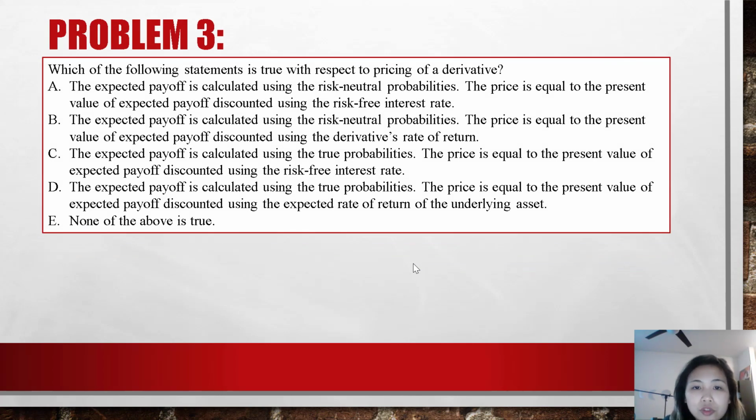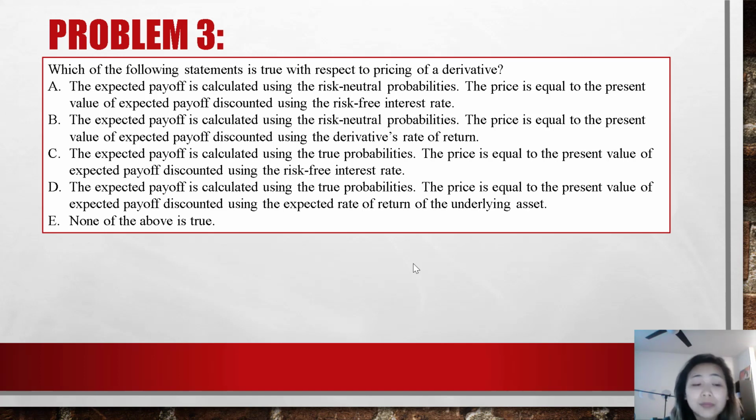Which of the following statements is true with respect to pricing a derivative? A. The expected payoff is calculated using the risk neutral probabilities. The price is equal to the present value of expected payoff discounted using the risk-free interest rate. B. The expected payoff is calculated using the risk neutral probabilities. The price is equal to the present value of the expected payoff discounted using the derivative rate of return. C. The expected payoff is calculated using the true probabilities. The price is equal to the present value of expected payoff discounted using the risk-free interest rate. D. The expected payoff is calculated using the true probabilities. The price is equal to the present value of expected payoff discounted using the expected rate of return of the underlying asset. E. None of the above is true.